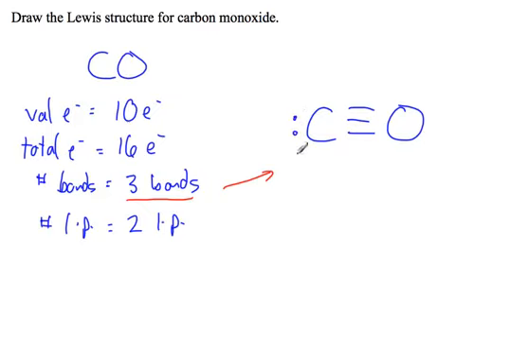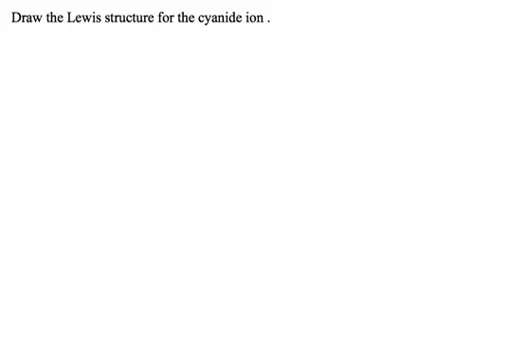To satisfy the carbon octet, we have to give carbon a lone pair, and to satisfy the oxygen octet, we have to give oxygen a lone pair. So again, we calculated 3 bonds. That's a triple bond. Next, the Lewis structure for the cyanide ion, CN minus.